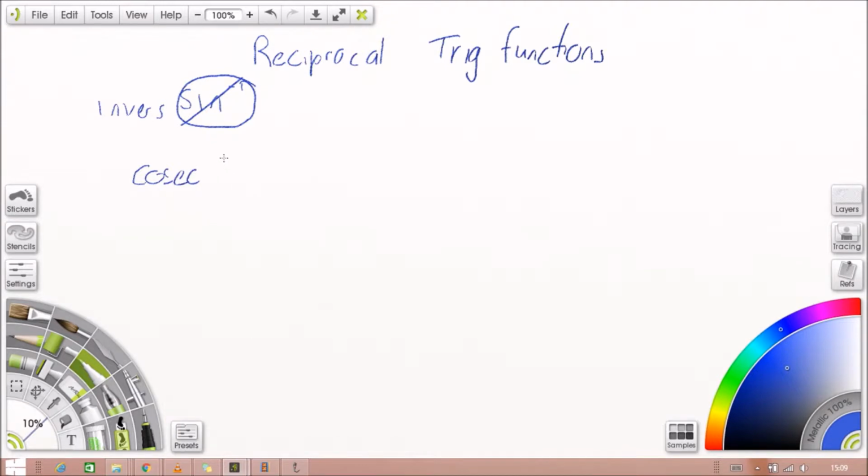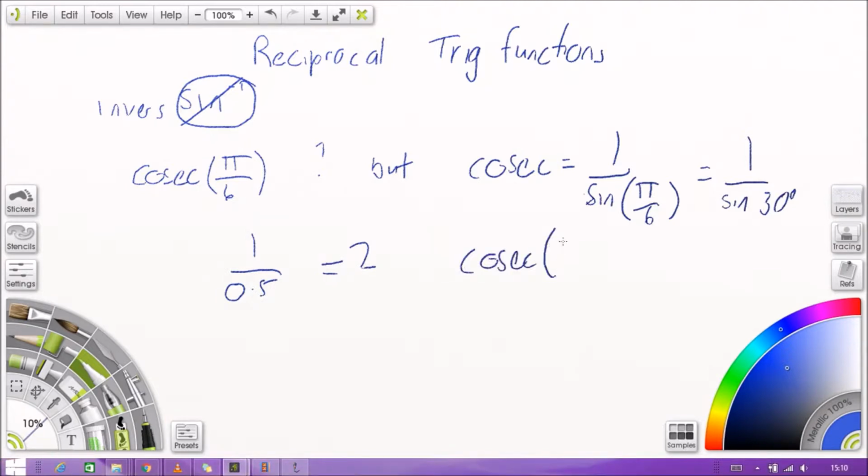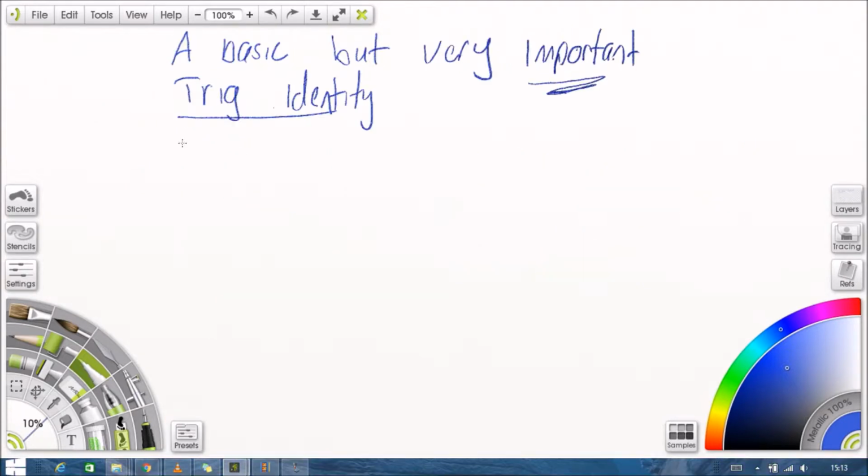Right. So if I was asked to evaluate cosec of pi over 6, then you could look at your calculator and try and do that, but there's no cosec button. So what you could do is remember that cosec is in fact 1 over sine. So you can work out sine of pi over 6. We did that before. That is 1 over 0.5, because sine of pi over 6 is 0.5. And there you see that we've got the answer of 2.